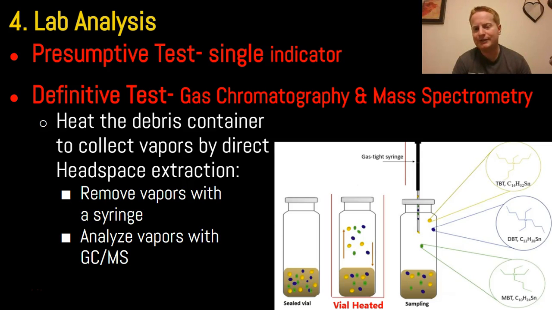So one of those is called gas chromatography. And the other one is called mass spectrometry, or mass spec is how scientists typically refer to it.